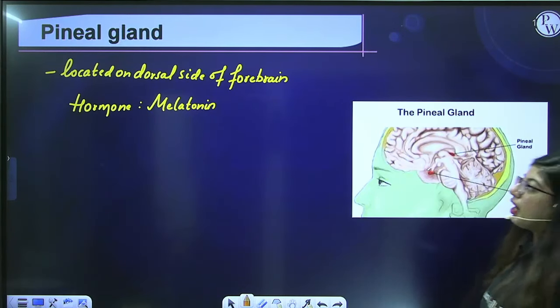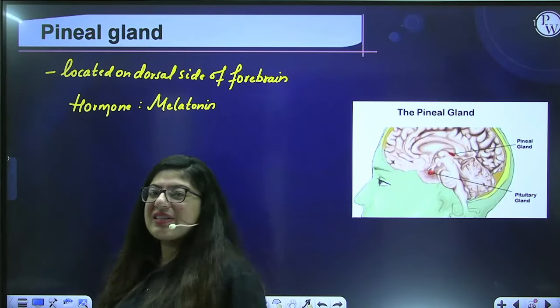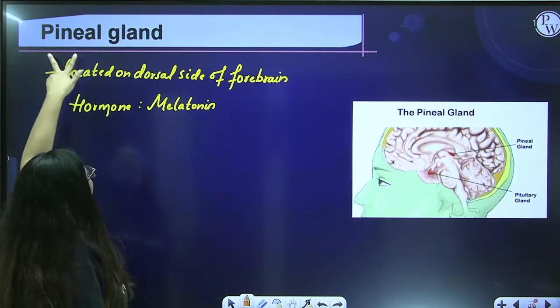So now we are going to start with a very small gland known as the pineal gland. Why does it have a name pine in it?